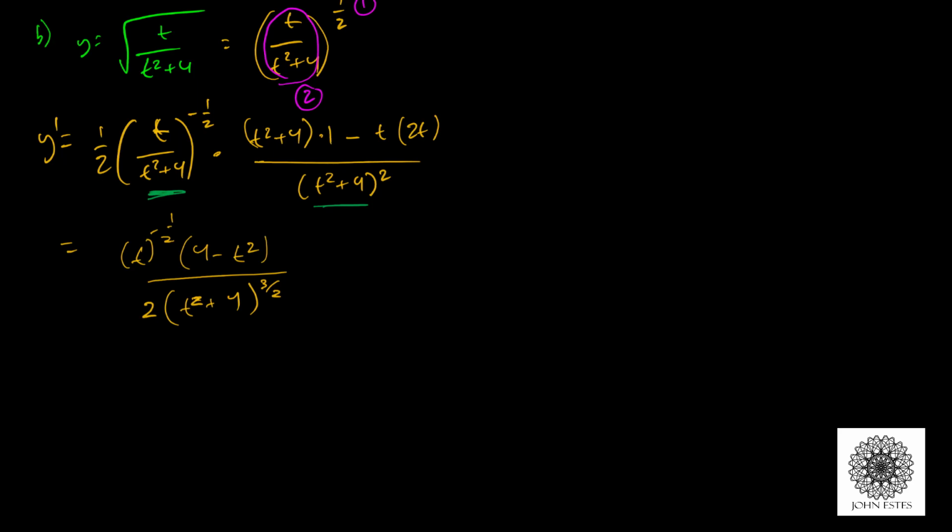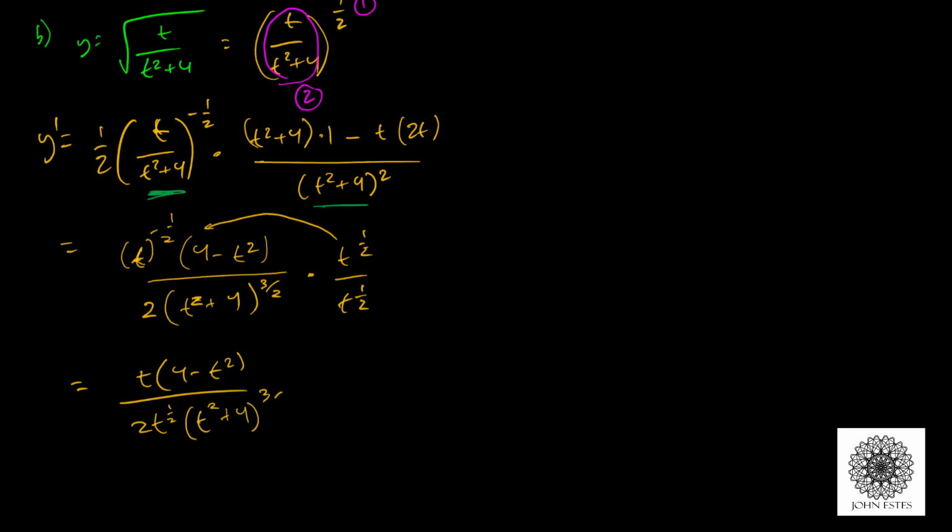Now again, we don't like the negative 1/2 here, so to get rid of that, I will multiply t to the 1/2 over t to the 1/2, and when I distribute that across, I end up with t times 4 minus t squared all over 2 t to the 1/2 times t squared plus 4 to the 3/2. Okay, and that's probably a pretty good job of factoring it. You could take it a little further if you want, but I think that works.